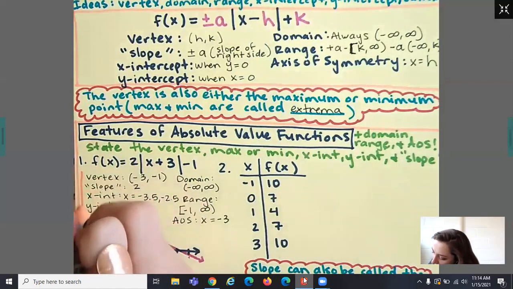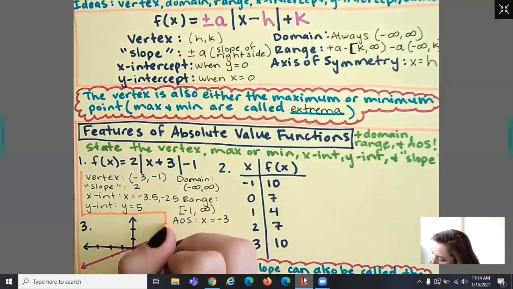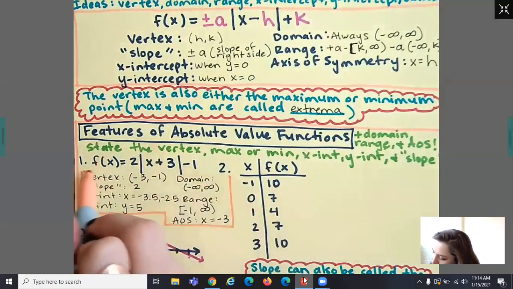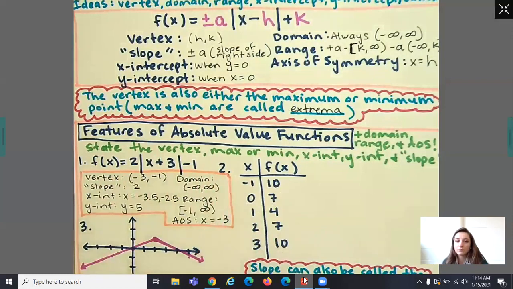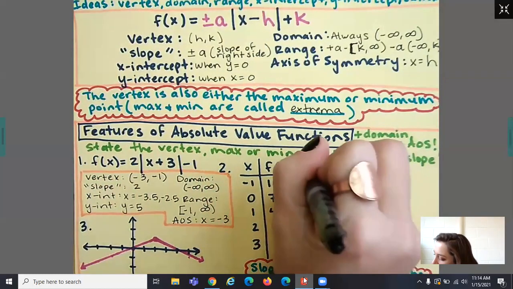Okay, now let's look at a table, and then we'll move to the graph down at the bottom. So with the table, we're first going to start with our vertex.